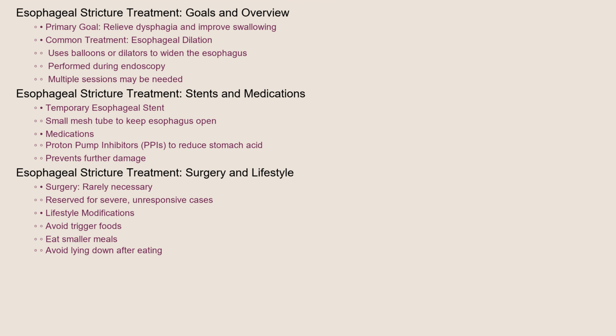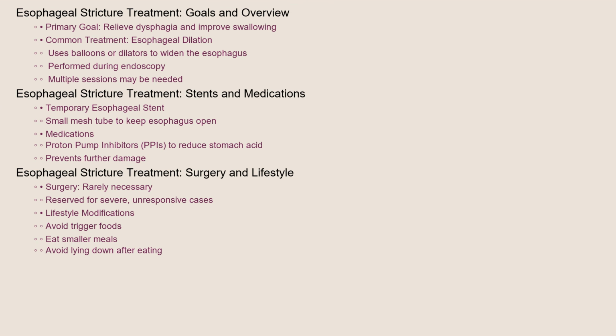The primary goal of treatment for esophageal strictures is to relieve dysphagia and improve the patient's ability to swallow. Esophageal dilation is the most common treatment method. This involves using special instruments, such as balloons or dilators, to stretch or widen the narrowed area of the esophagus. This procedure can be performed during an endoscopy. Multiple dilation sessions may be required to achieve optimal results. In some cases, a temporary esophageal stent, a small mesh tube, may be placed in the esophagus to keep it open. Proton pump inhibitors, PPIs, are often prescribed to reduce stomach acid production and prevent further damage to the esophageal lining, especially in cases caused by GERD.